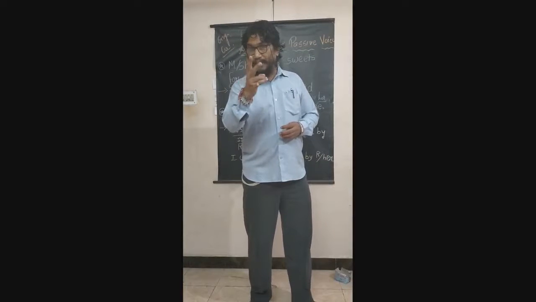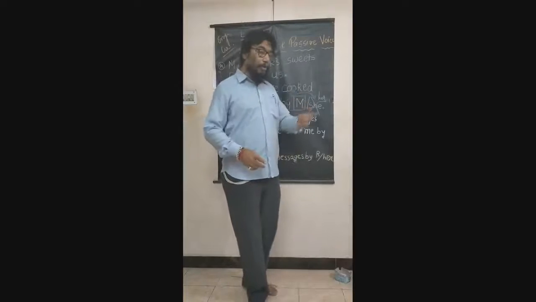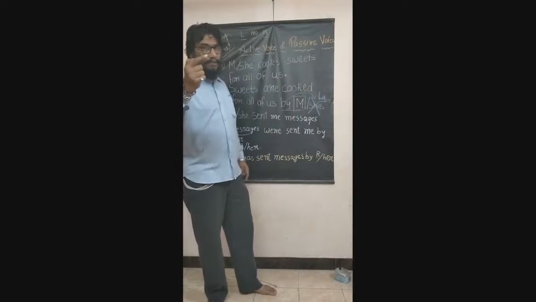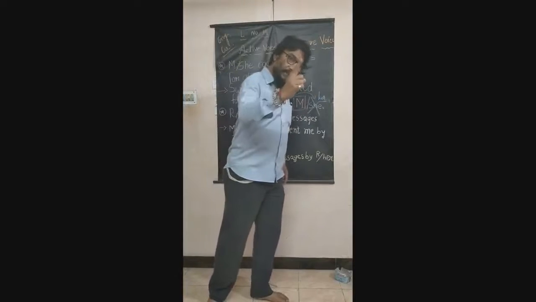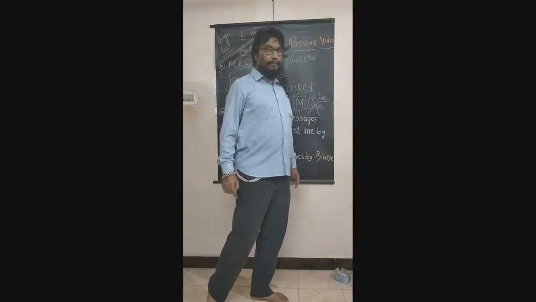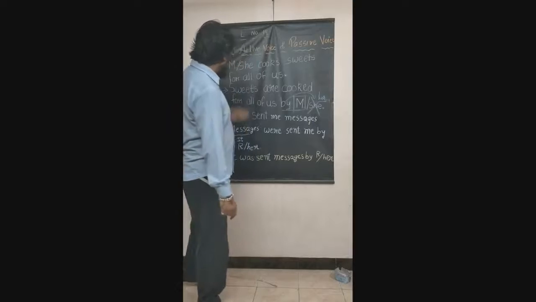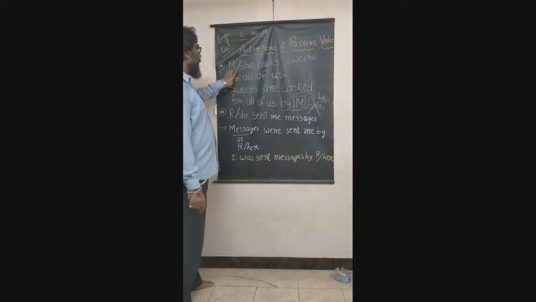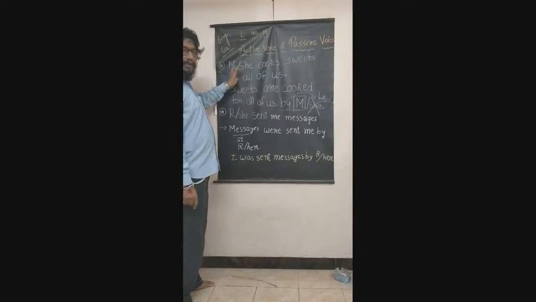If double objects are given, you will go for double passive. If a single object is given, you will go for single passive. Here I have given you two examples. First example: Meera is also written, she is also written. Meera is equal to she is equal to Meera.